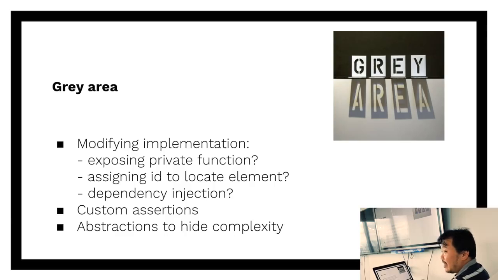Custom assertions is another thing, which means your test becomes more complicated, and then instead of assert something equals something, you say assert this is correct, and then you have an entirely different function to assert whether or not this is correct, either deep equal or something. Again, complexity, and you're hiding the complexity. And we've already talked a little bit about abstractions to hide complexity.